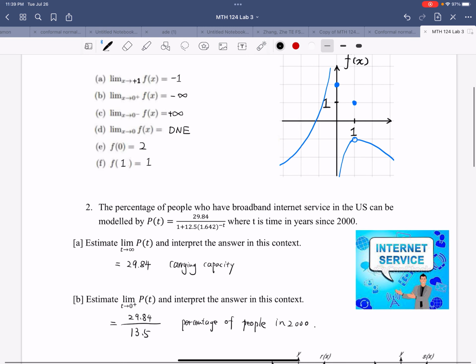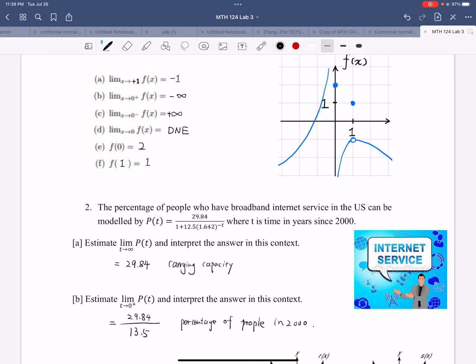And E and F are evaluations, right? At 0, you take the solid dot. So here the value is 2. So that's why f(0) is 2. And by the same reason, f(1) is: take the solid dot and take the f value, which is 1. Okay.